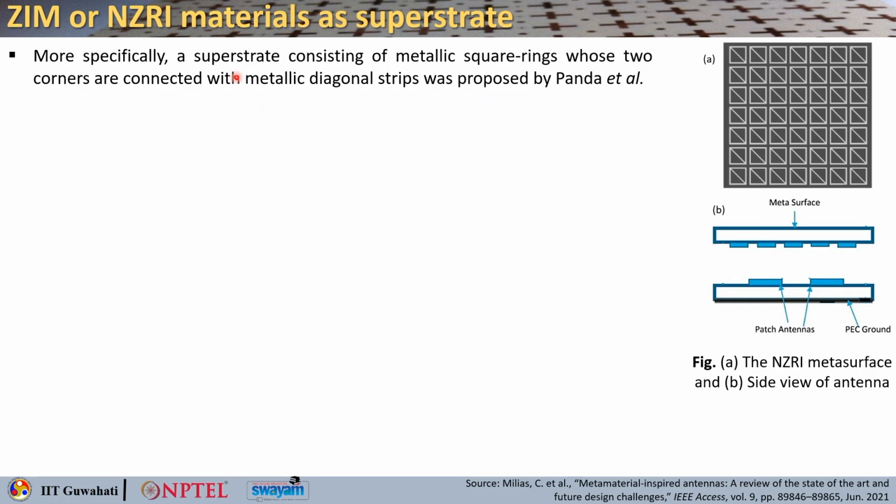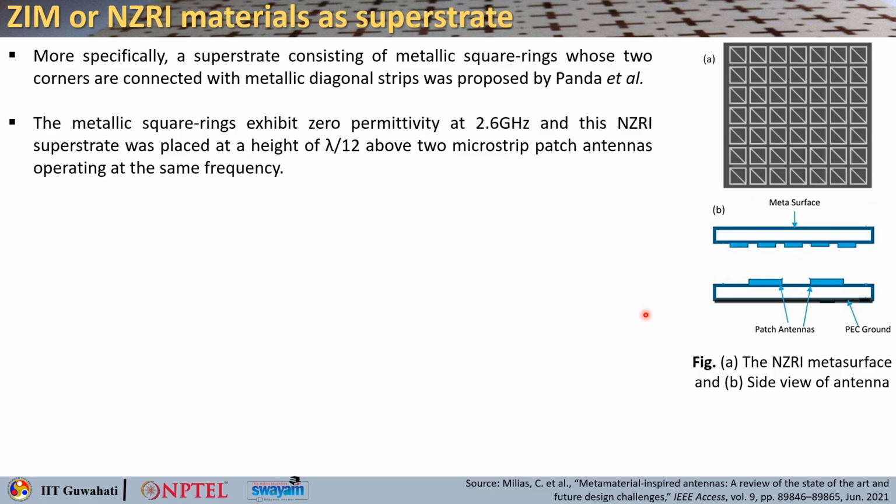You can think of a superstrate consisting of metallic square rings whose two corners are connected with a metallic diagonal strip. This design was proposed by Panda and his group. As I mentioned, all these different designs are described in the review article that you see in the reference. You can go to this review article to read more. There you will get the references of all the individual papers, and you can go into the details of each design and see how they have made it. I will just give you a brief overview of what they have done.